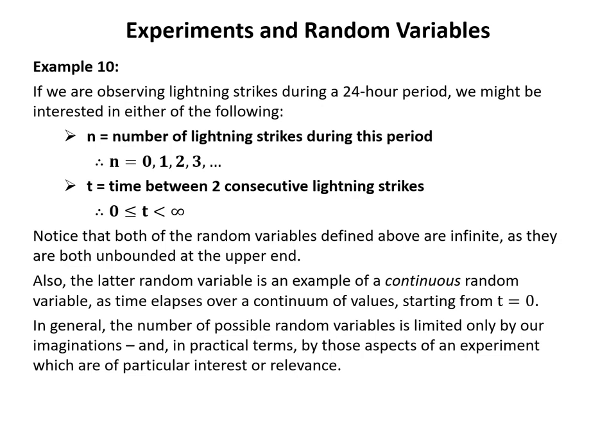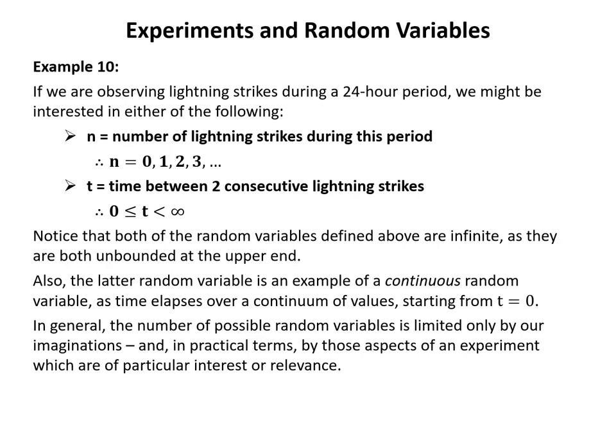In example 10, if we're observing lightning strikes during a 24-hour period in some particular area, we might be interested in either of the following random variables. The first one, N, is simply equal to the number of lightning strikes during this period. So that would be 0, 1, 2, 3, and so on. A second random variable we can define as T equals the time between 2 consecutive lightning strikes.